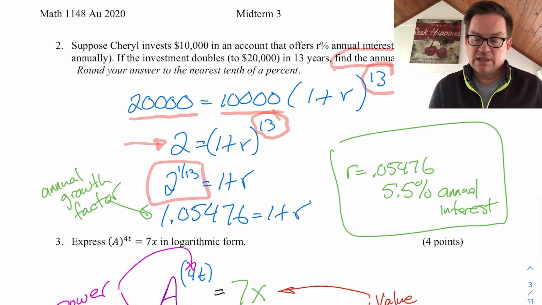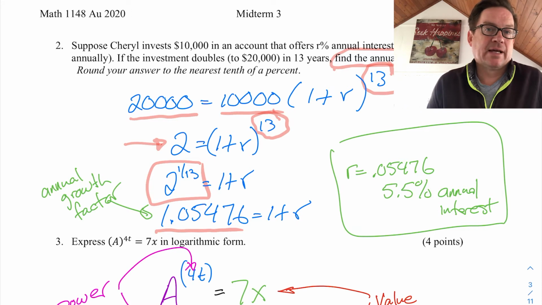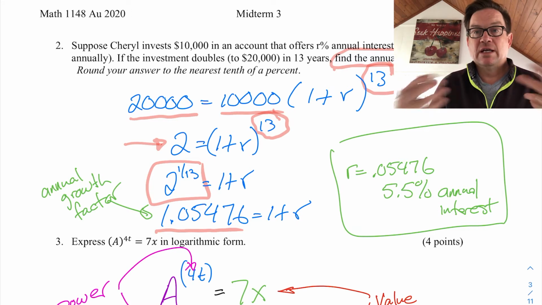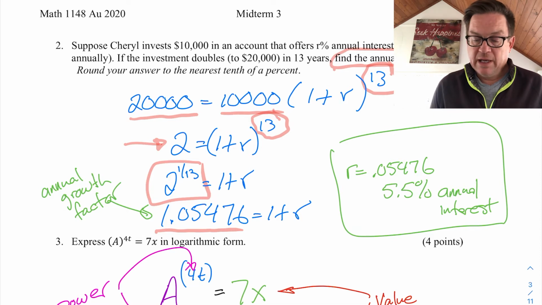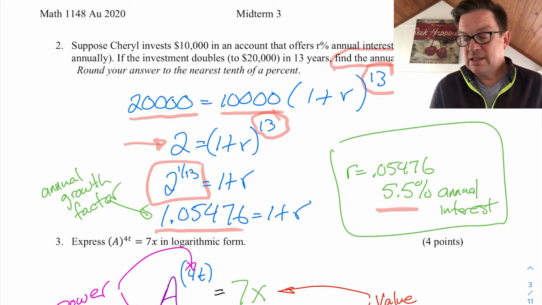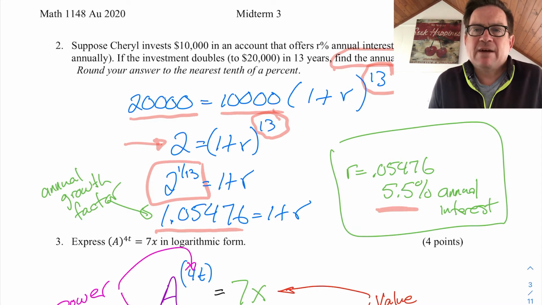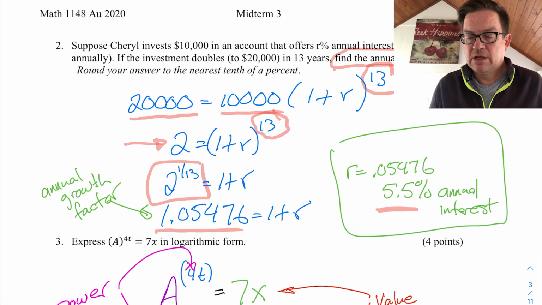And each one turns out to be 1.05476. Your calculator lets you know that. If you multiply by that 13 times, it's equivalent to doubling. And so the annual growth factor is multiplied by 1.05476. And that means the annual rate is 0.05476, which is 5.5% annual interest.